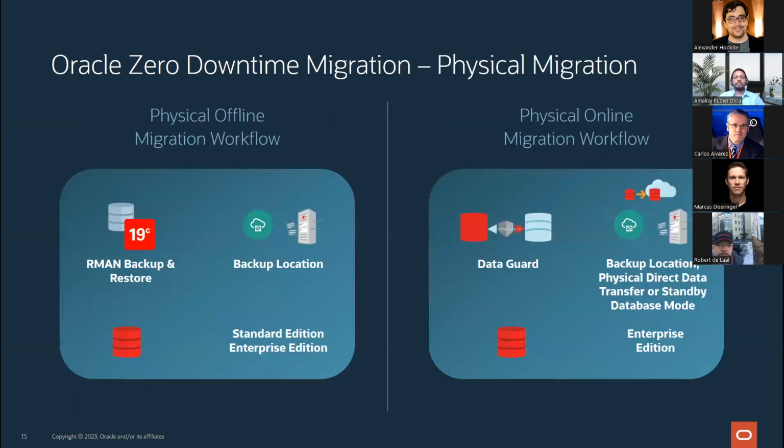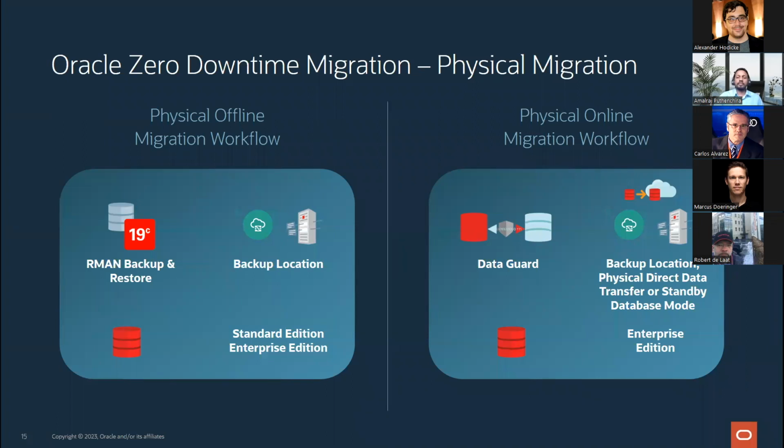Thanks, Amal. So we are going to take a view of the differences between offline and online physical migration. In this case, the physical migration is based on backup. So you can use physical migration with a backup location, and you can always use a physical offline migration with a standard edition or enterprise edition. It doesn't matter which edition you're on. You can always do a physical offline migration using this backup location.